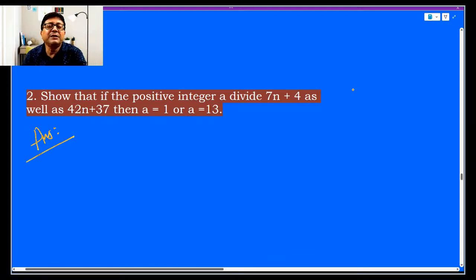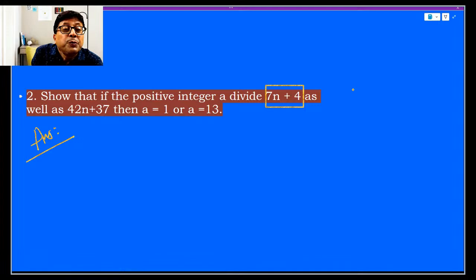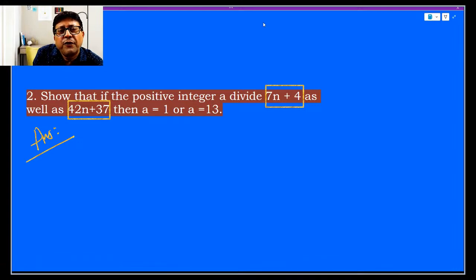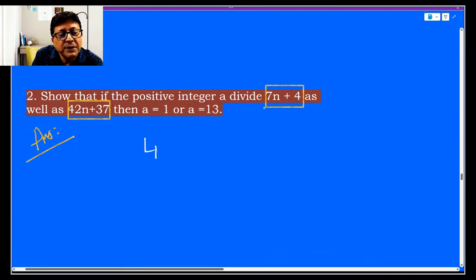Show that if the positive integer a divides 7n plus 4, it means wherever you get 7n plus 4, you can state that it is divisible by a. To prove that 42n plus 37 is divisible by a, we need to express 42n plus 37 as a multiple of this. Let's see what happens. So we write 42n plus 37 as a multiple of 7n plus 4.